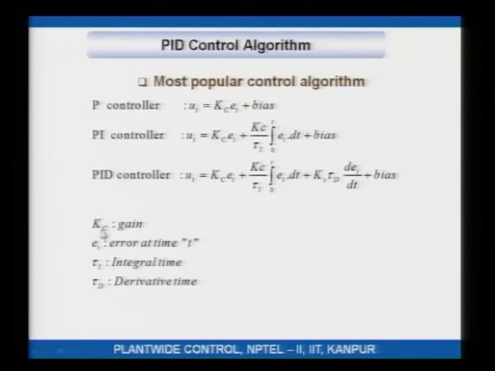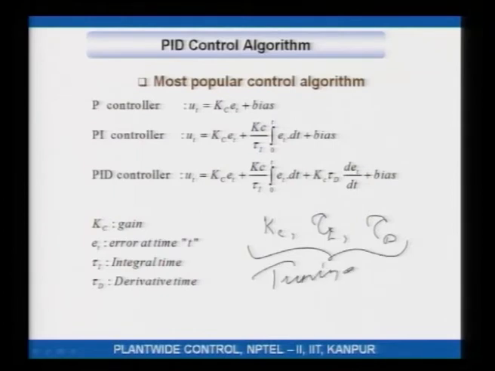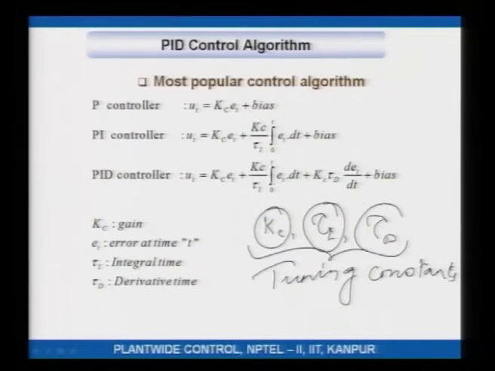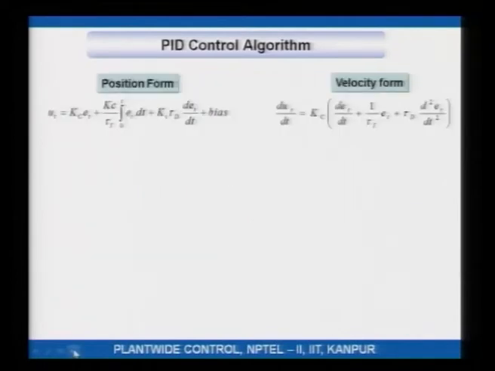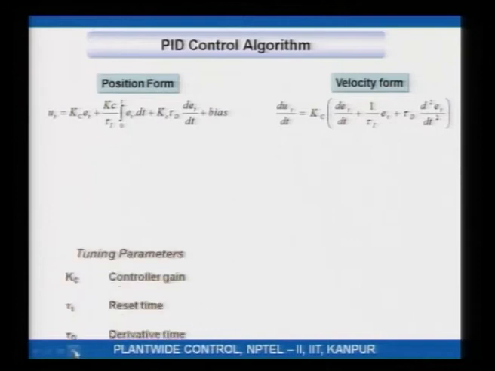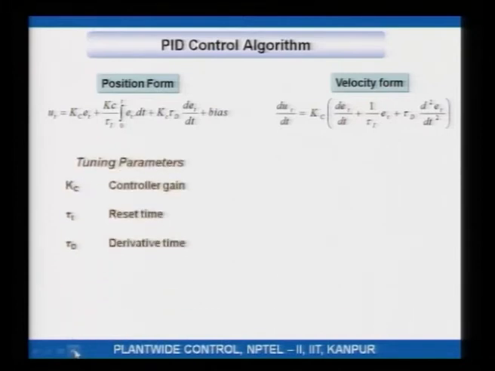These constants Kc, tau I and tau d are actually called tuning constants. These are constants that are in the hands of the designer to get the desired control response, to get the desired control performance. So, these are parameters that the control designer adjusts to get the type of response or control performance that he or she desires. Again, I talked about the position form and the velocity form. The tuning parameters are the controller gain, the reset time, tau I, which is also sometimes known as reset time, and the derivative time, tau d.